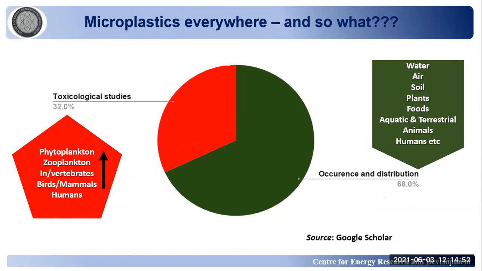I did a rough search using Google Scholar to see the studies that have been conducted on the occurrence of microplastics, as well as the toxicological studies. As you can see here, we have just about 32% toxicological studies that have been carried out on different aquatic animals, and no clinical study up to date has been carried out on humans. From different environmental compartments, we have more than 68% of studies that have examined microplastics in different environments.